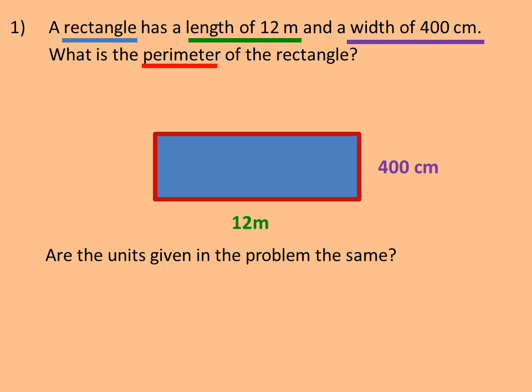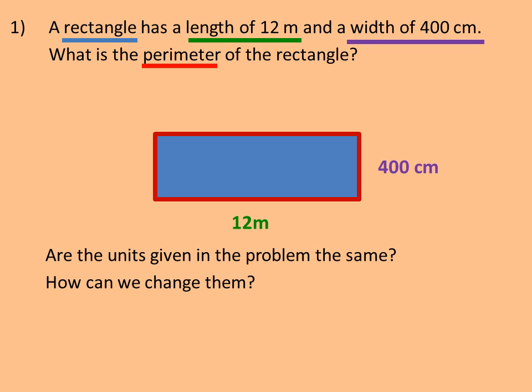Now, are the units given in the problem the same? Okay, that's one of our standards, being able to switch back and forth from units. You'll notice it says 400 for the short side and 12 for the long side. That doesn't make sense until you realize that the 400 is centimeters and the 12 is meters. And yes, it does, because centimeters are small and meters are large. Okay, now how can we change them so they're all the same?